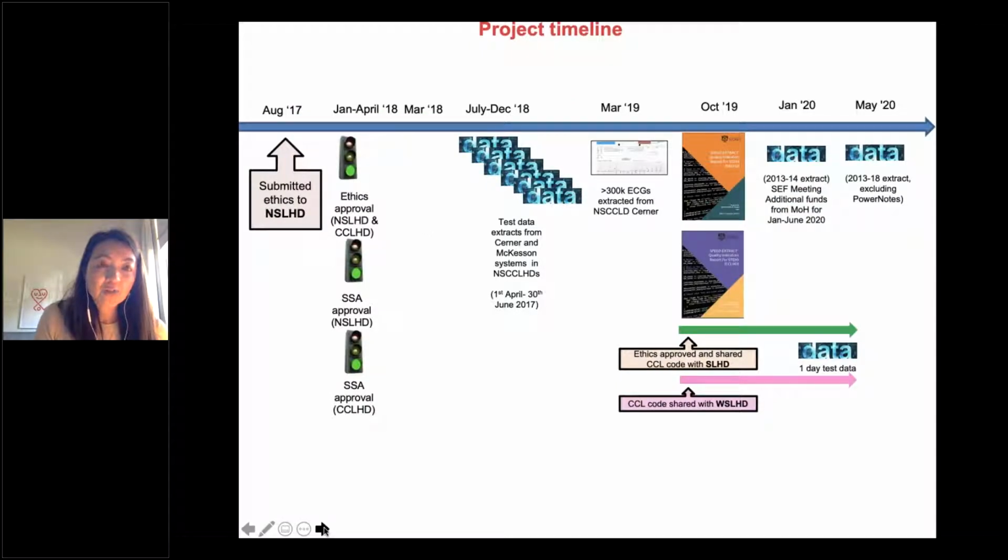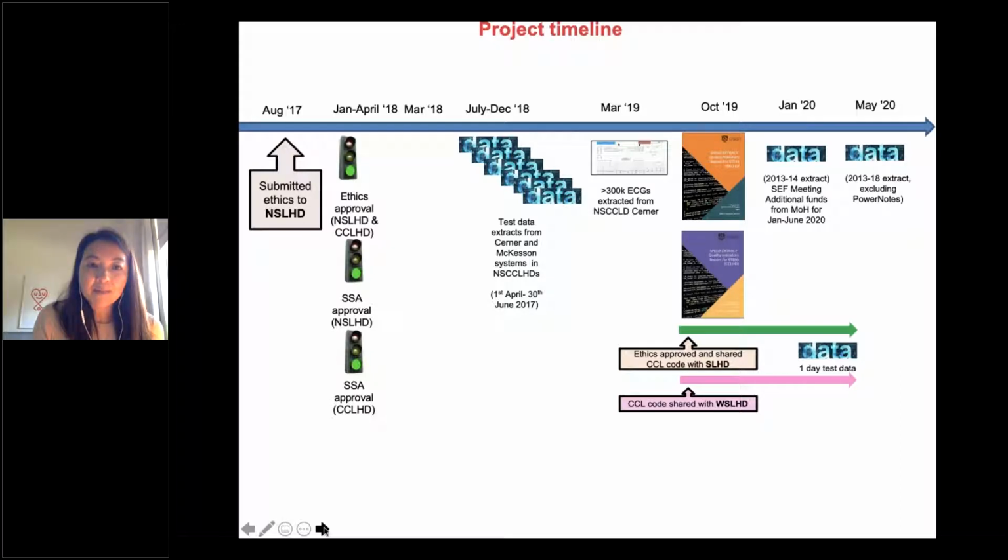This is an overview of the project timeline. It took us about 15 months to go through ethics and governance through 2 local health districts. We started getting data coming in the middle of July 2018. We started off with a 3-month test extract, and then ECGs started coming in about 6 months later. And then we turned this into 2 quality and safety reports using eMR data.